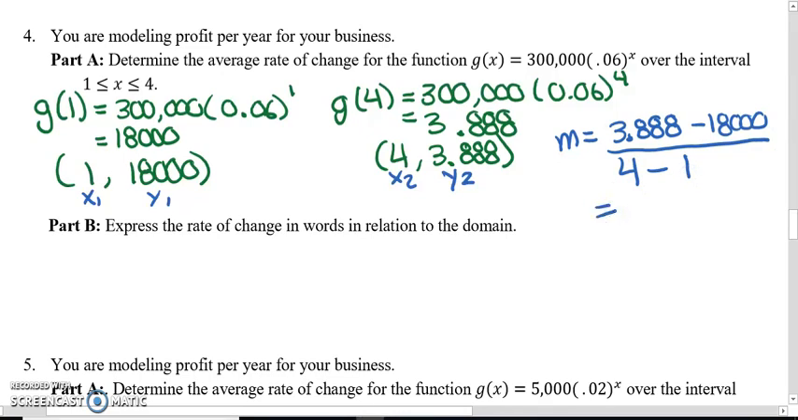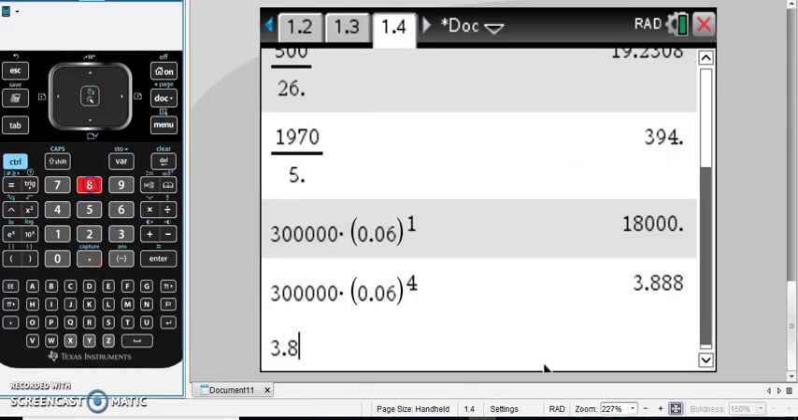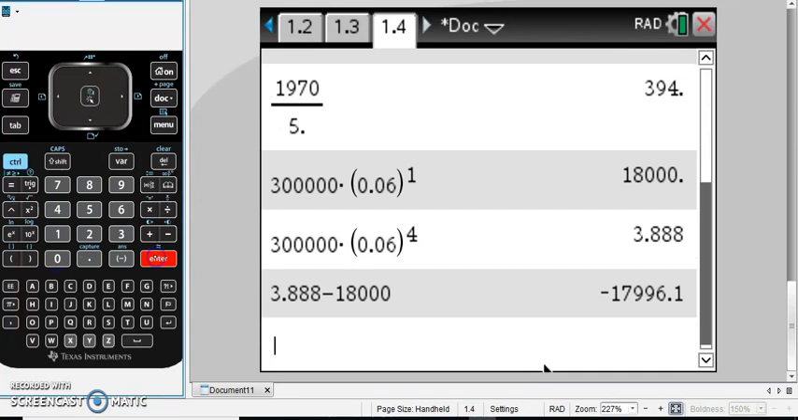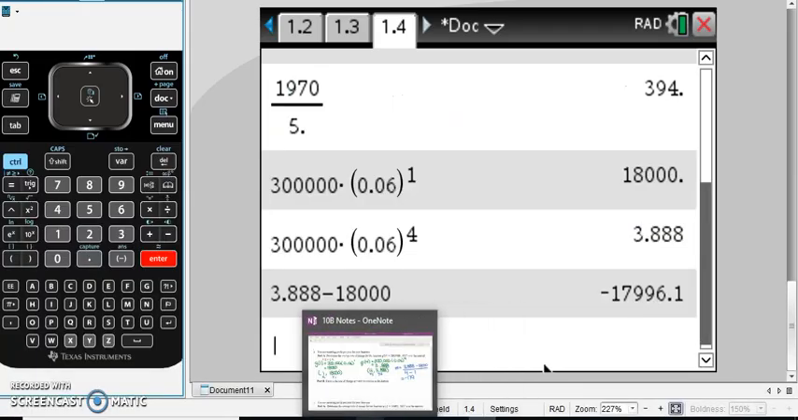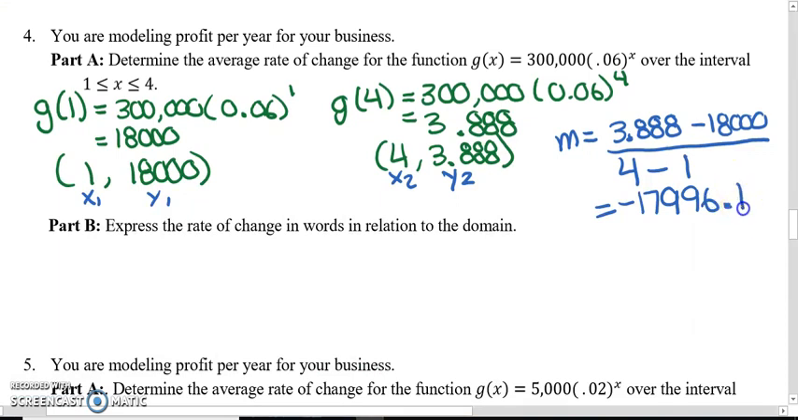I know I'm running out of space and that's fine. So in the calculator, 3.888, I forgot the other 8, minus 18,000 equals negative 17,996.1. So negative 17,996.1, all over 4 minus 1, which is 3.